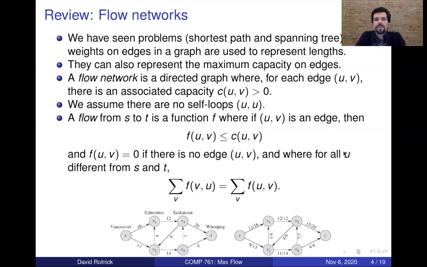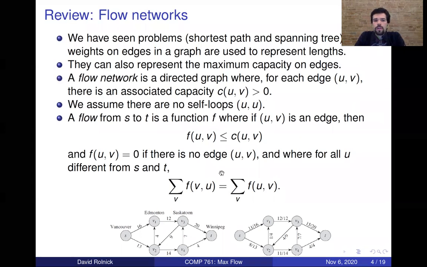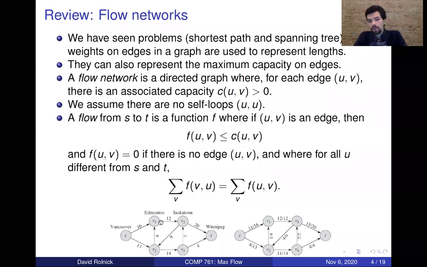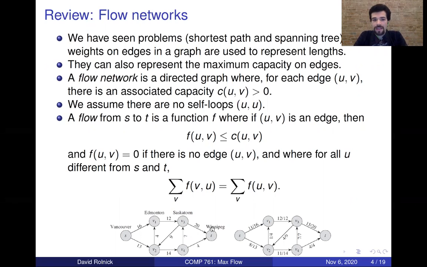A flow is a function where if you have an edge, the flow along that edge is less than or equal to the capacity along the edge. And the flow is 0 if there isn't an edge there. In addition, flow is conserved anywhere except the source S and the sink T. The flow is from S to T. And so S is the only place where the net outflow is non-zero. The net outflow from S is positive, and the net inflow into T is the same thing. And we proved that last time.